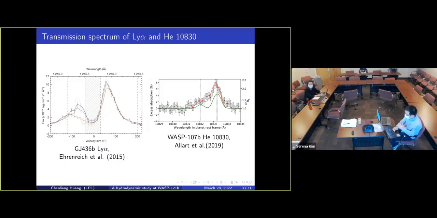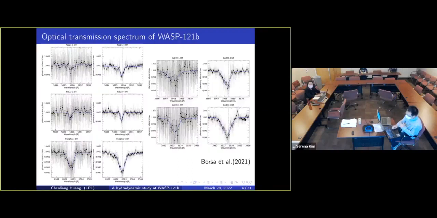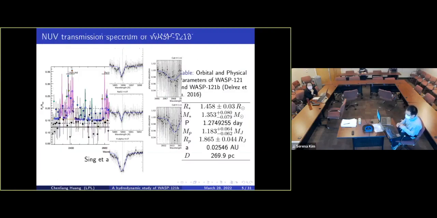It blocks several planet radii. So for these features, it does not block as much as the Lambda alpha or helium, but for this system, hydrogen and calcium, both absorption already exceed the Roche lobe of the planet. So it clearly detects the outflow of the system.